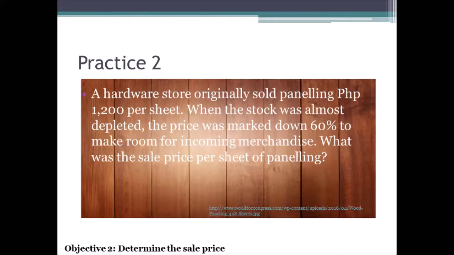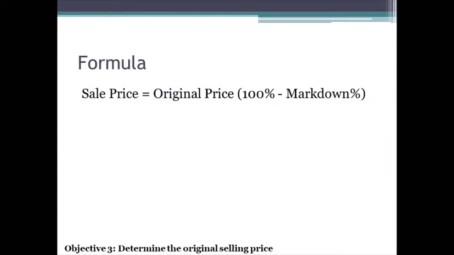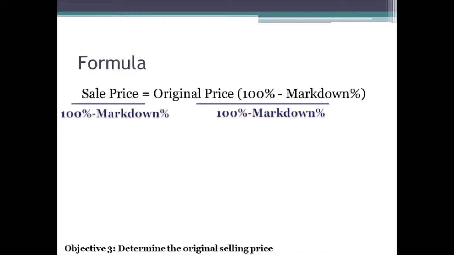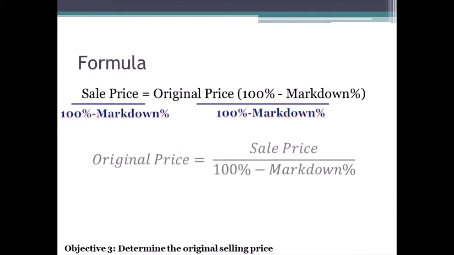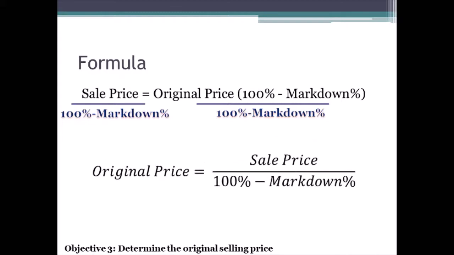For your practice, third objective, determine the original selling price. Using the previous formula, we can divide both sides by the following expression, 100% minus markdown percent. So the resulting equation is now original price is equal to the sale price divided by the difference of 100% and the markdown percent. Let's use this formula in the next slide.